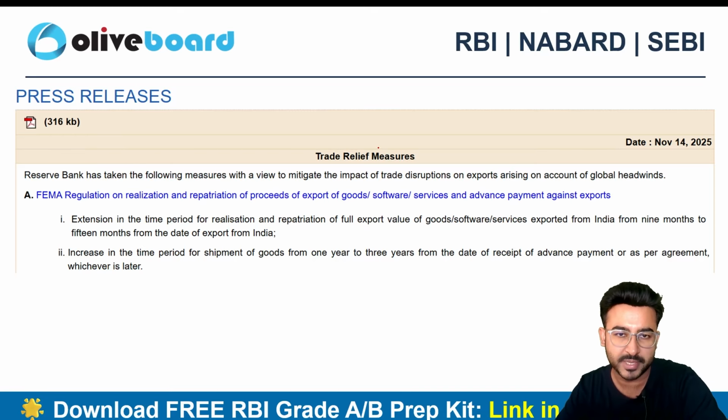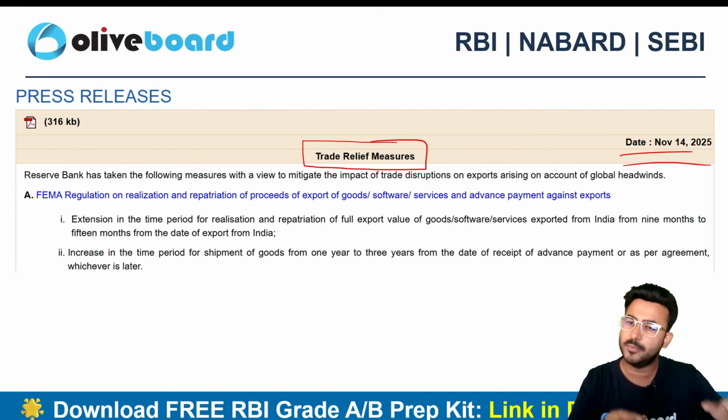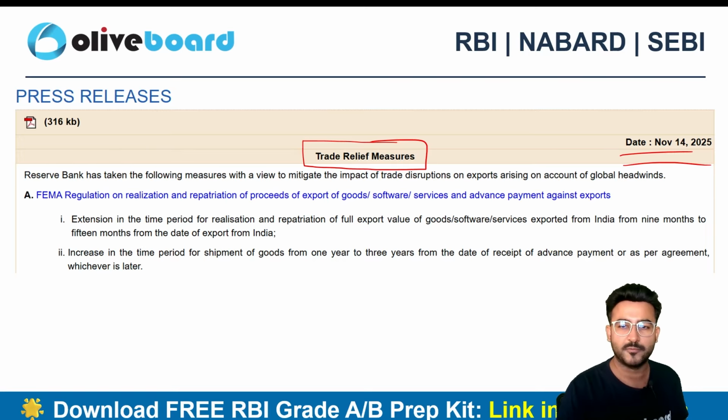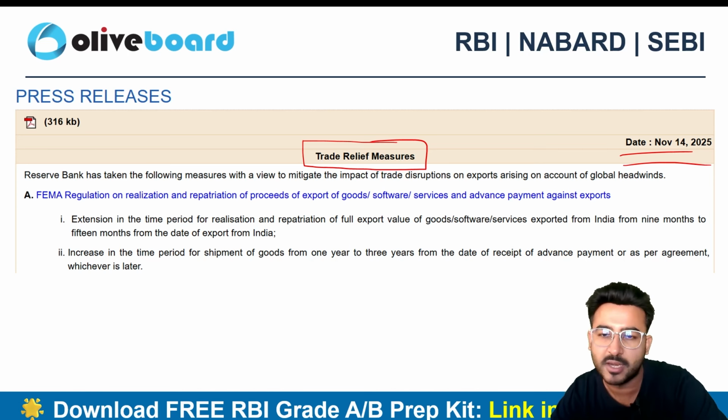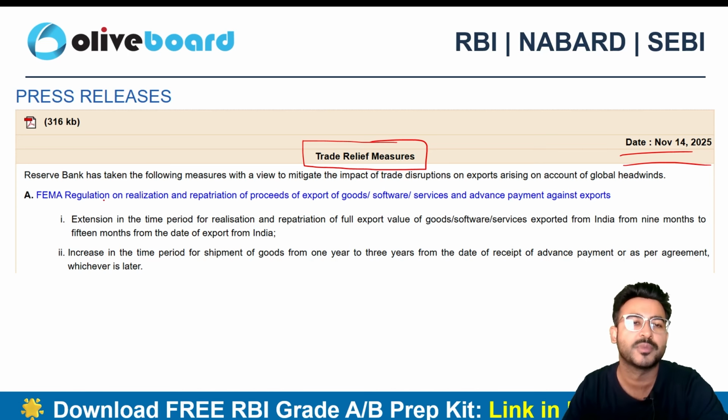You can see in the press release, RBI's trade relief measures, which were recently published on 14th November 2025. These are some of the trade relief measures. The very first trade relief measure by the Reserve Bank of India is the change in the FEMA regulation on the realization and repatriation of proceeds of export of goods, software or services.